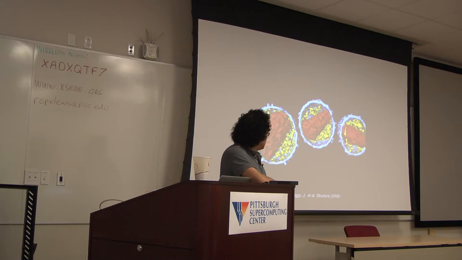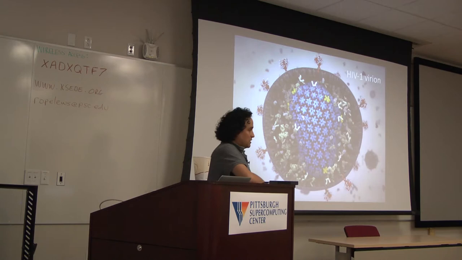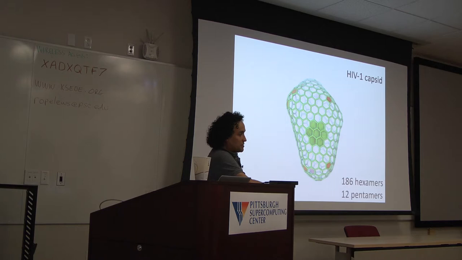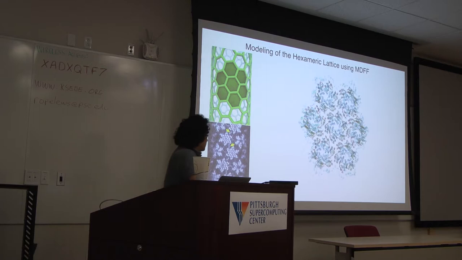So here's an artistic representation of a virion. You have the glycoproteins, and then inside you have the capsid. If we focus on the capsid, what we can observe is that the capsid is made of these hexamers and pentamers. The capsid contains 186 hexamers and 12 pentamers, and each of the pentamers is what induces these sharp declinations and helps the capsid become a closed surface. So we start by tackling the hexamers of hexamers, and this is also how simulations help you.